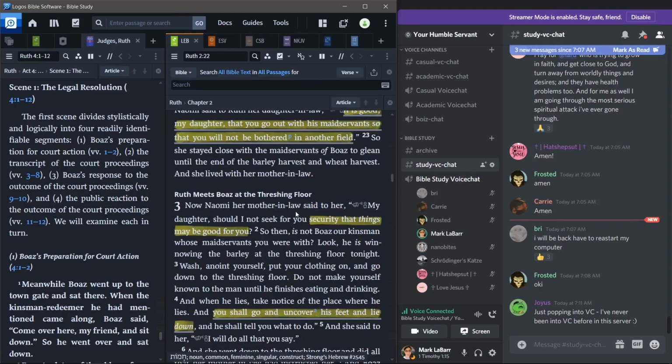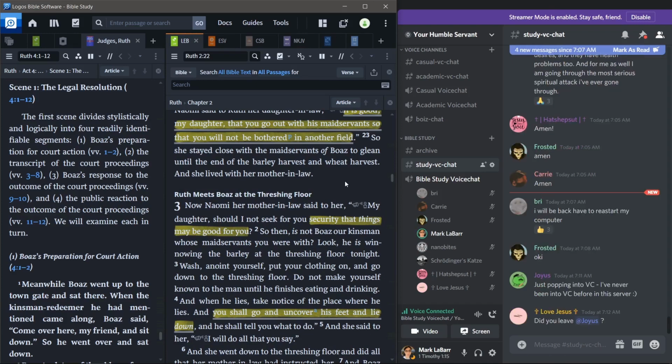So we move on then, pretty much to verse 23 of chapter 2. "So she stayed close with the maidservants of Boaz to glean until the end of the barley harvest and wheat harvest, and she lived with her mother-in-law." So at this point, it seems like there's complacency in the story. It seems like there's a lull or a dip where nothing more is going to happen.